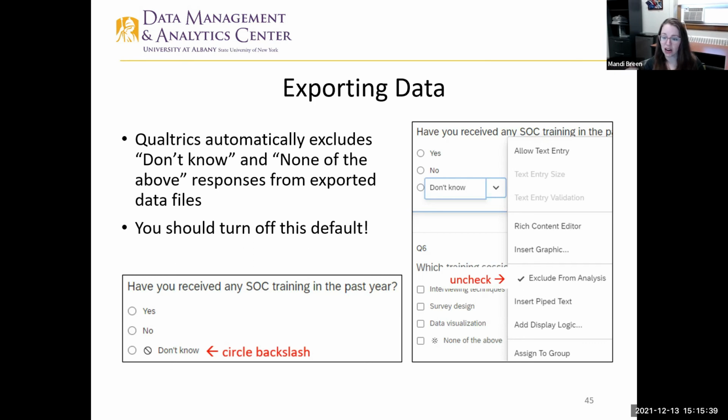The way to see at a quick glance if you have included or excluded anything of this nature is on that right or left side there. You see the little circle with the backslash. That means that that will not be exported. That's going to be excluded. So we basically just make sure there are none of those ever.